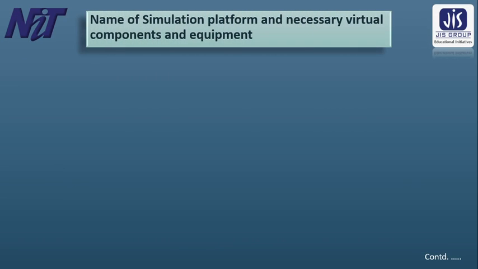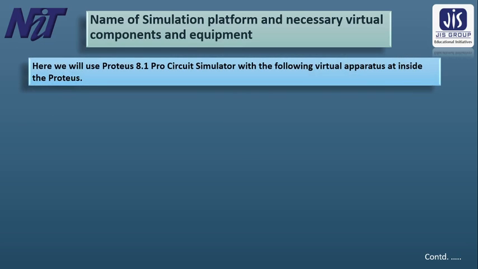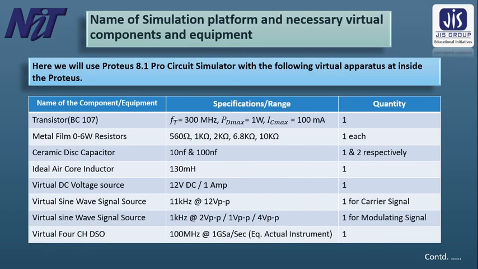Now, what simulation platform have I used in this experiment? Let's describe it. Here we will use Proteus 8.1 Pro Circuit Simulator with the following virtual components inside the Proteus. On the left-hand side are the components and equipment I have used for this experiment. The first one is transistor BC107, which has a maximum transition frequency of 300 MHz, maximum power of 1 watt, and maximum collector current of 100 milliampere.